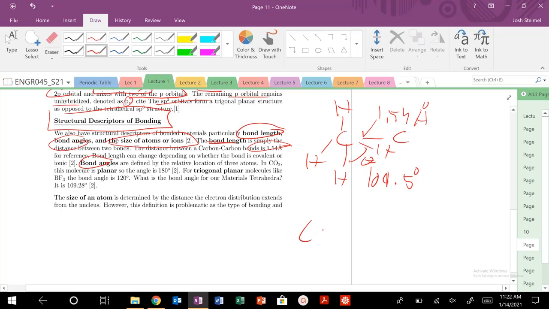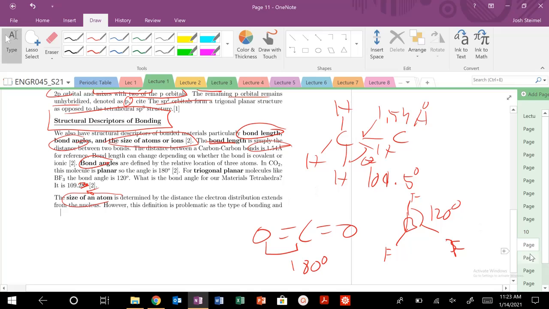So if we have CO2, for example, this bond angle here is going to be 180 degrees. If I have BF3, this angle here is going to be 120 degrees. And again, you can see the angle for our 109.5 tetrahedral. You could also describe the size of an atom, again, the electron distribution.